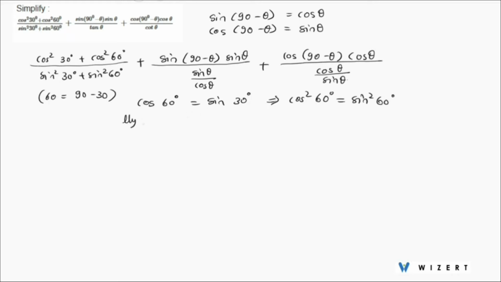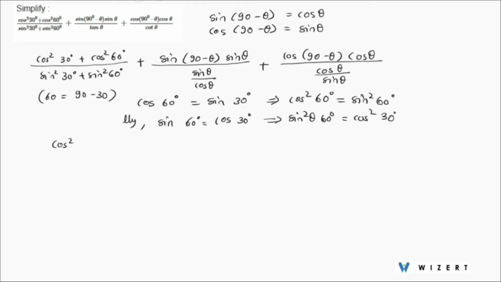Similarly, sine of 60 degrees is equal to cos of 30 degrees. So sine square of 60 degrees is equal to cos square of 30 degrees. So let's replace these in the first term.